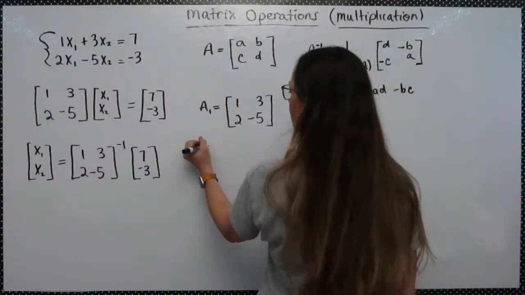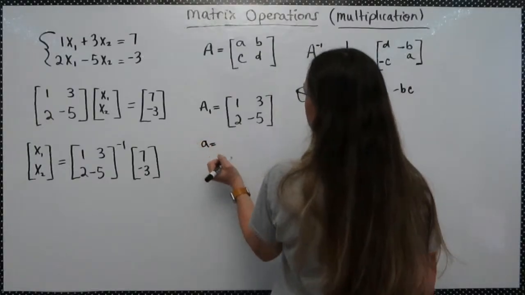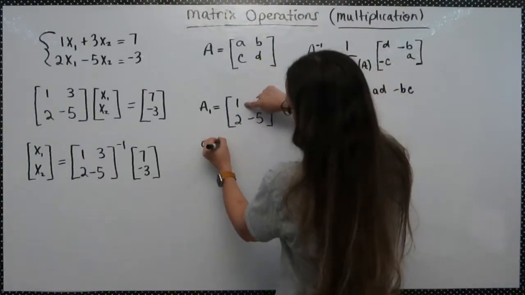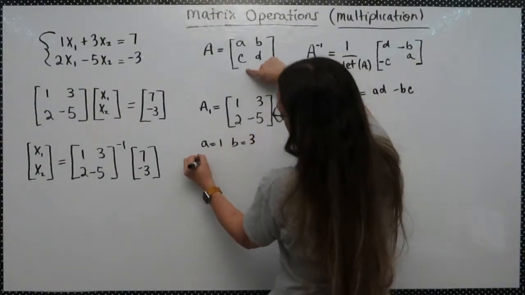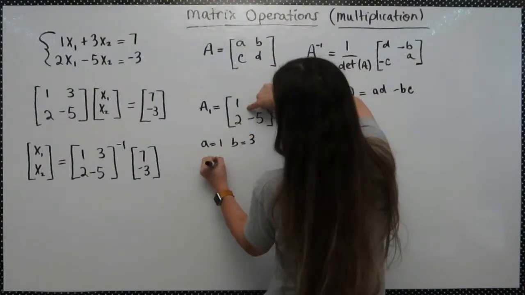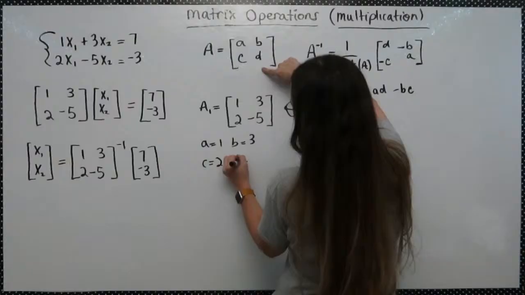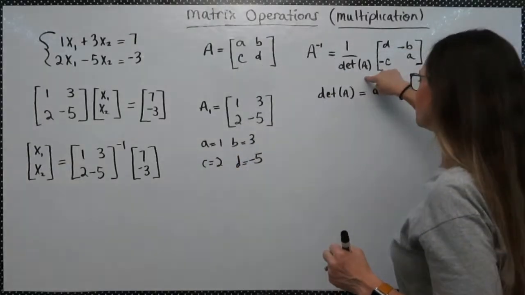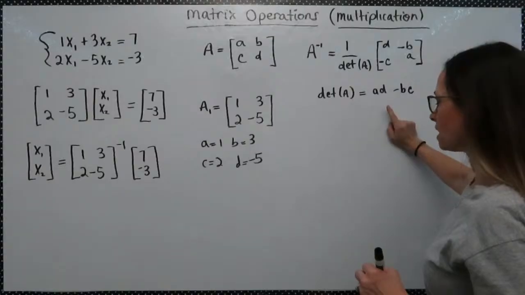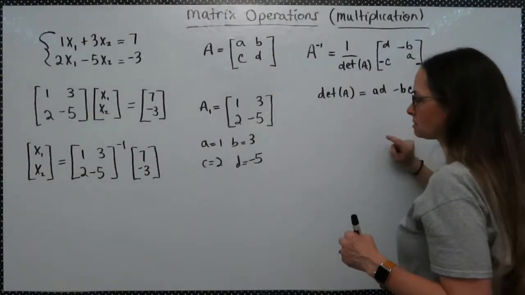And we'll just call them variables, it's a little bit easier. A is 1, B is 3, C is 2, and D is -5. So then when we plug in this formula, it's a little bit easier. Let's first start by calculating the determinant.